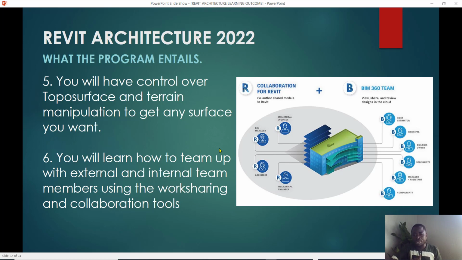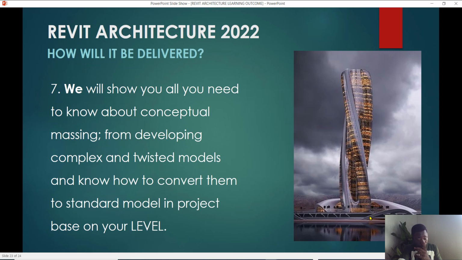Okay. You also learn how to team up with external and internal team members. We call that collaboration. So one model, the architect designed the model and it will be used by the structural engineer. The BIM manager will be there to coordinate all those things. The architect uses it, the mechanical engineer uses it. You have the cost estimator. Okay, you have the building owner who also is interested in knowing what is in there. But these features are for BIM 360. But these ones, you can have all of them in Revit. So we also show you how to do collaboration, how to do work sharing, how to team up with internal and external team members.